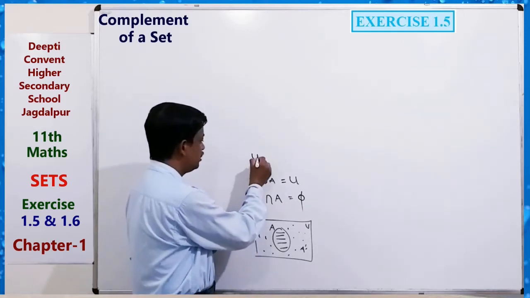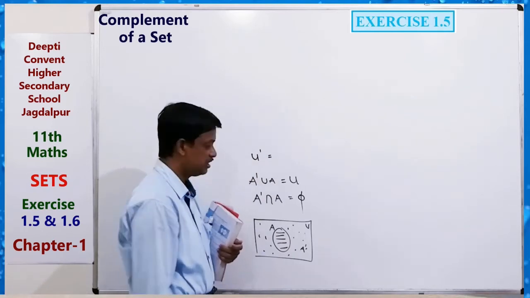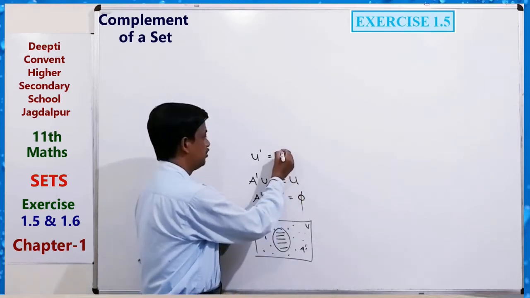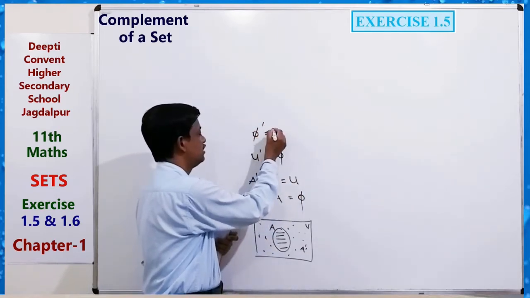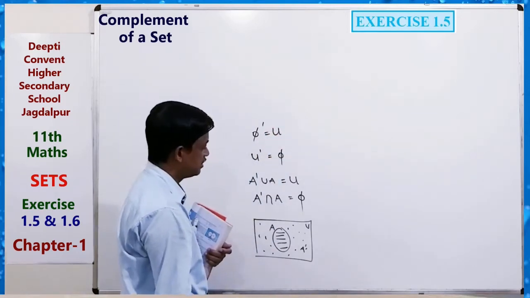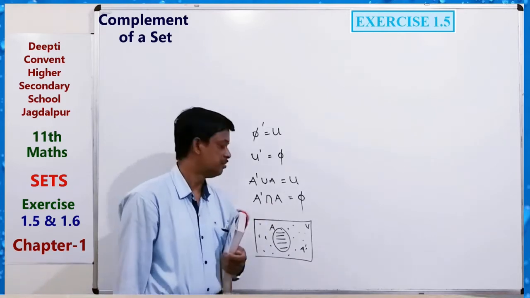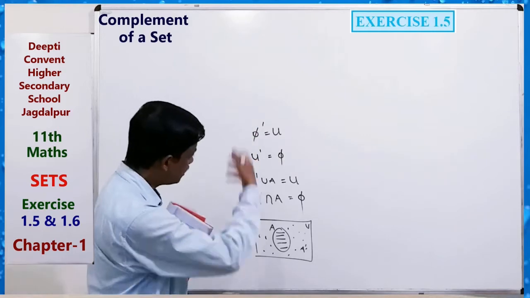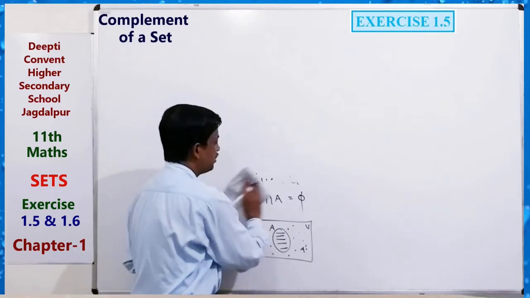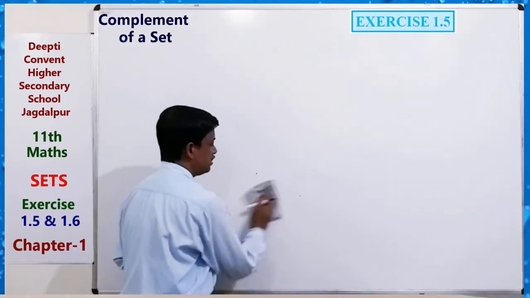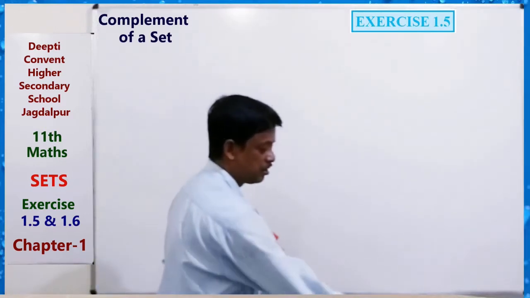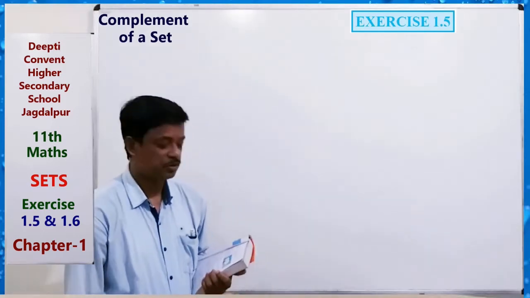Okay. U dash, what will be the U dash? U dash means except U from U. What? Phi. Phi dash is U minus phi, which is U. Okay, so these are the basic properties of complements also. So using these, we have to solve exercise 1.5. Very simple questions are there. One by one you have to write in your copy. Okay, this is for your practice.